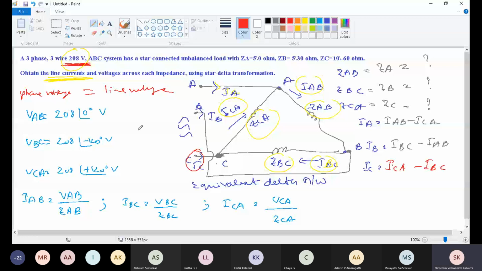Okay, we have calculated the voltages across the impedances VAB, VBC, VCA. Then we have calculated the line currents IA, IB, IC.